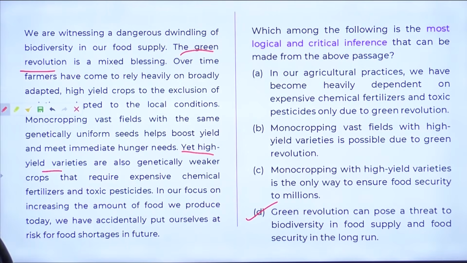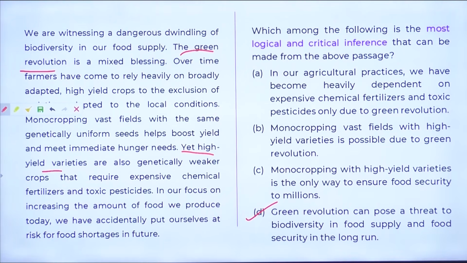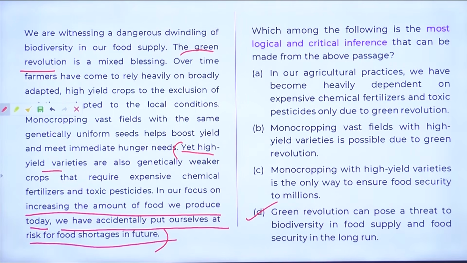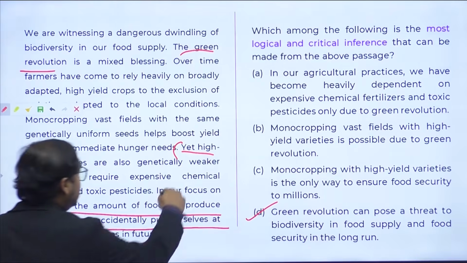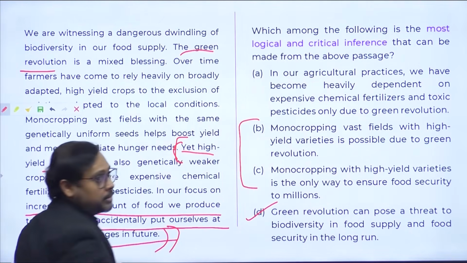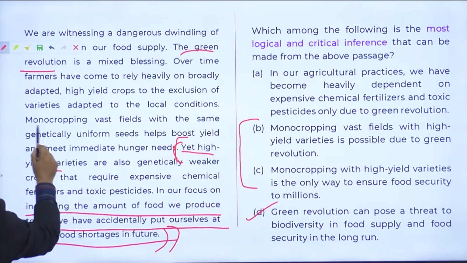Again, inference means it will be from two places, right? Yet high yield varieties are also genetically weaker crops that require expensive chemical fertilizers and toxic pesticides. In our focus on increasing the amount of food we produce today, we have accidentally put ourselves at the risk of shortages in future. As I said, your answer to the question will be from here to here. But let's say that this section is not there. Then we could have seen these two options. Monocropping, because here it is talking about monocropping.